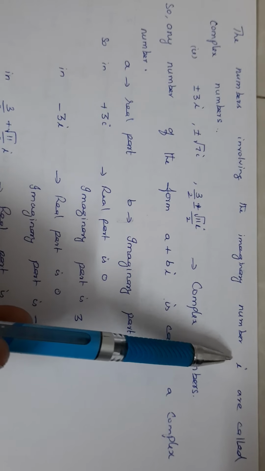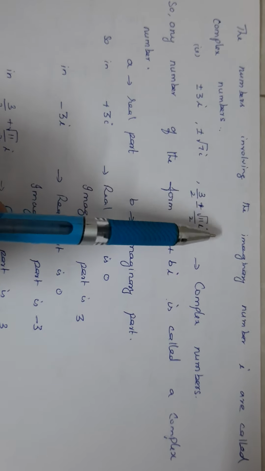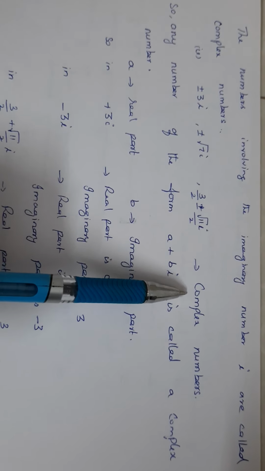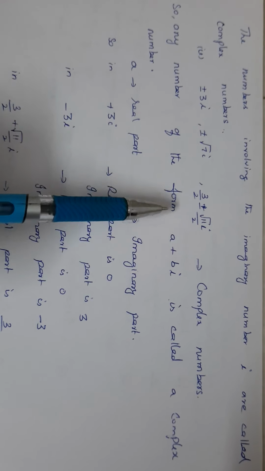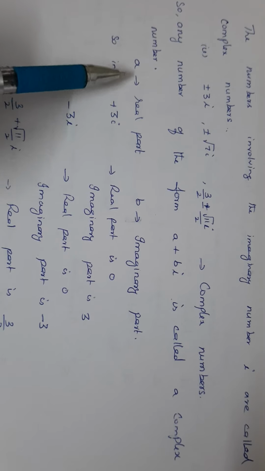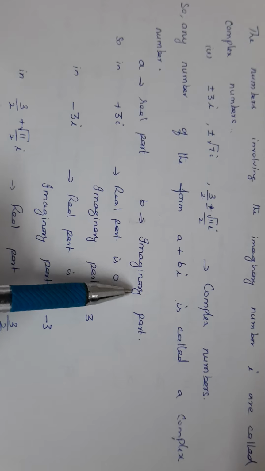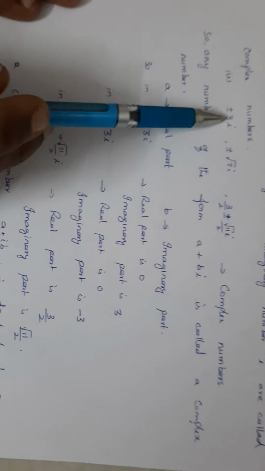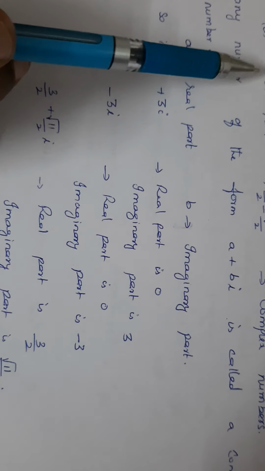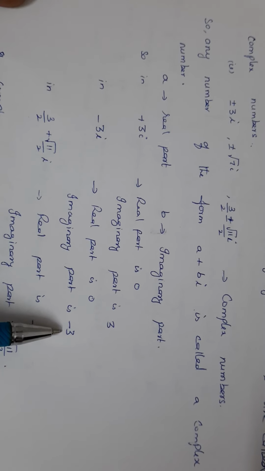So where do we come across this i? The i is nothing but root of minus 1. When we have a negative number inside the root, then we have i, and such numbers are called complex numbers. Any number of the form a plus bi is called a complex number. This a is called the real part and the number b is called the imaginary part. In this example, plus 3i, the real part is 0 and the imaginary part is 3. And look at this example, minus 3i, here the real part is 0 and the imaginary part is minus 3.